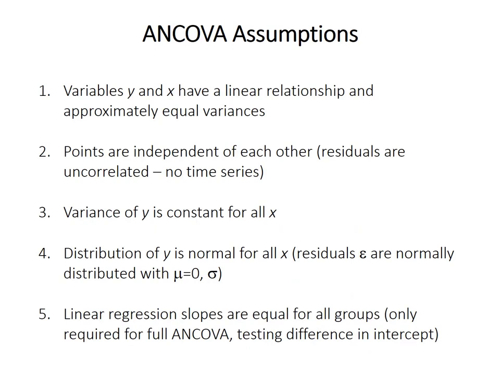So ANCOVA has all the linear regression assumptions. The first 4 are the same assumptions that you would have seen in the linear regression video, but it also has a further requirement that the linear regression slopes have to be equal for all of the groups, or all the levels in the factor. That's if you want to do the whole thing. You can definitely test for significant differences in the slope as the first part, but you can only test for differences in intercept in the second part if the slopes don't differ significantly.